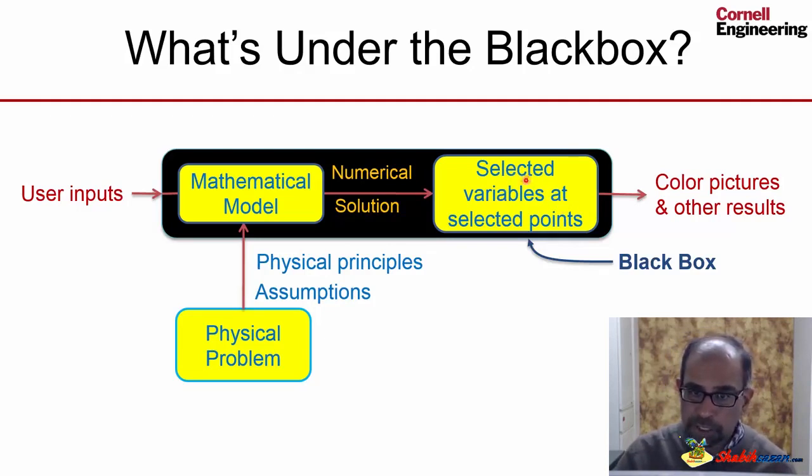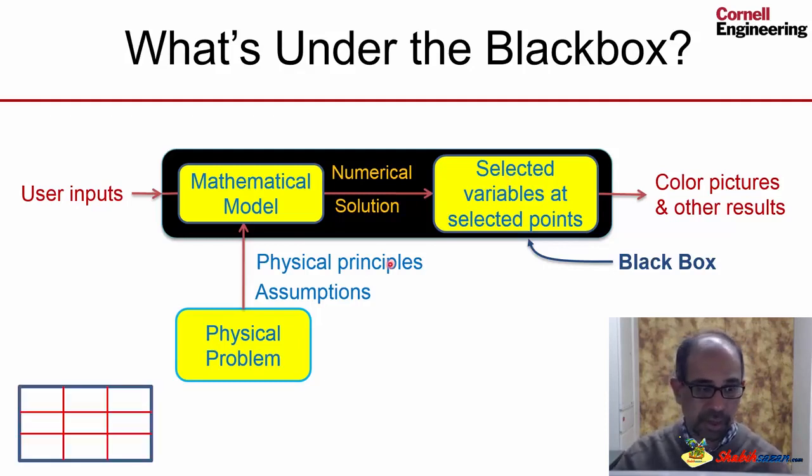And it's also not going to obtain these selected variables everywhere. It's going to obtain it only at selected points. And these selected points might be corners, it might be mid-sides of each of these sides, when you divide the domain up, which we have to do using a mesh, or it could be the centers of these little elements or cells.